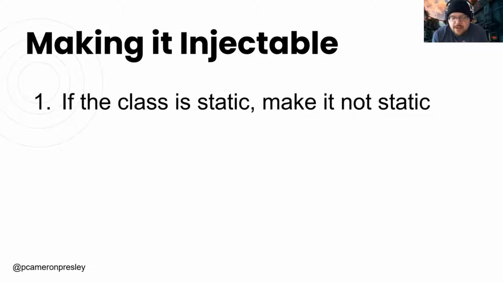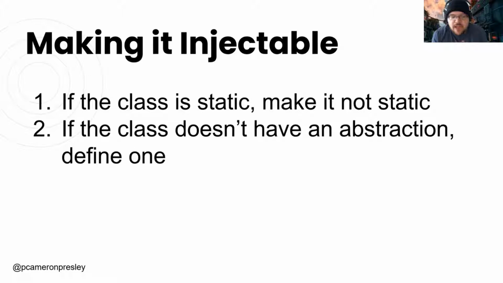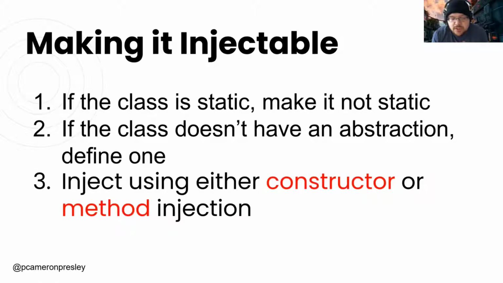So to make a class really injectable, you've got to make it not static if it is, right? So if the class is static, you've got to make it not static. And then once you've done that, you need to define an abstraction. And if it doesn't have one, you're going to have to define one. And then once you've done those two things, you can inject this dependency either through the constructor or through a method. And you'll see both those approaches in this presentation.